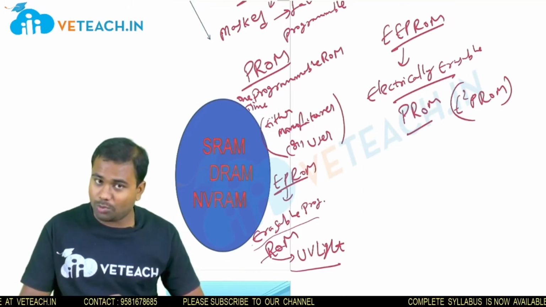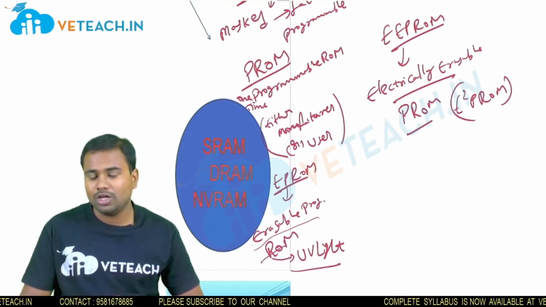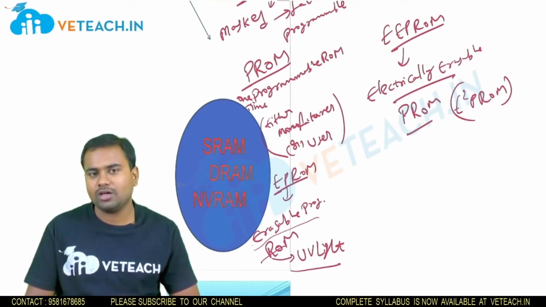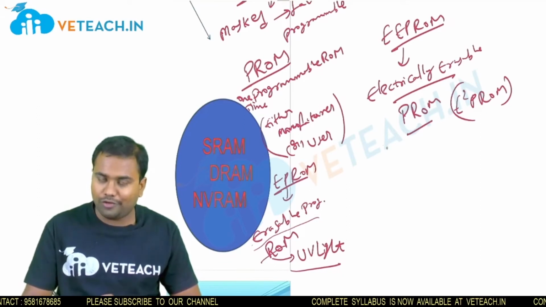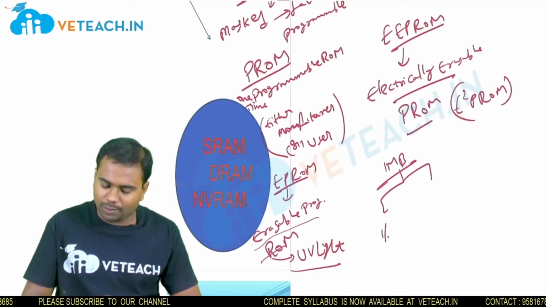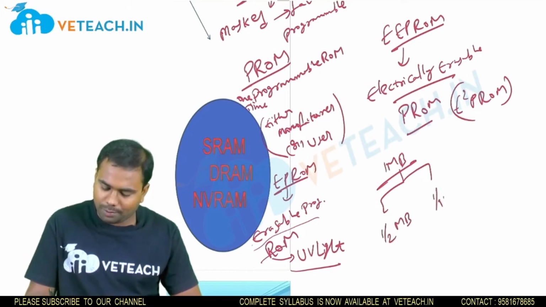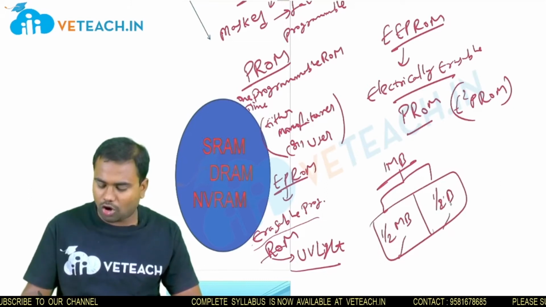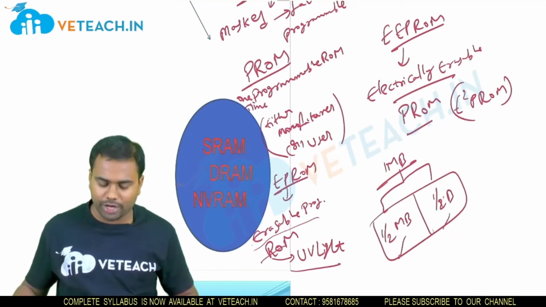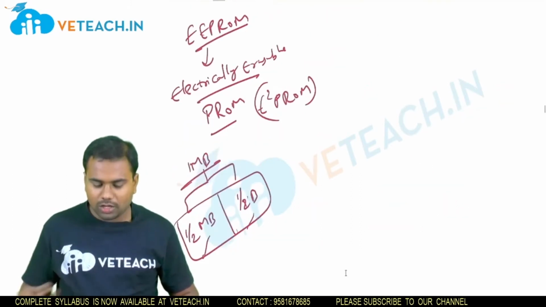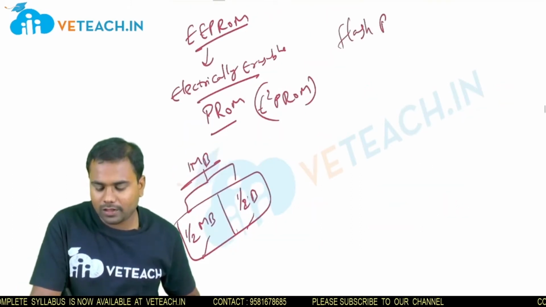But here also one more problem is there: it will erase the data in two ways. If you are storing 1 MB of data, then it will be divided into half MB portions, so we can clear either this or this. This is also one more problem. To eliminate this problem, we go to the next one called flash ROM.